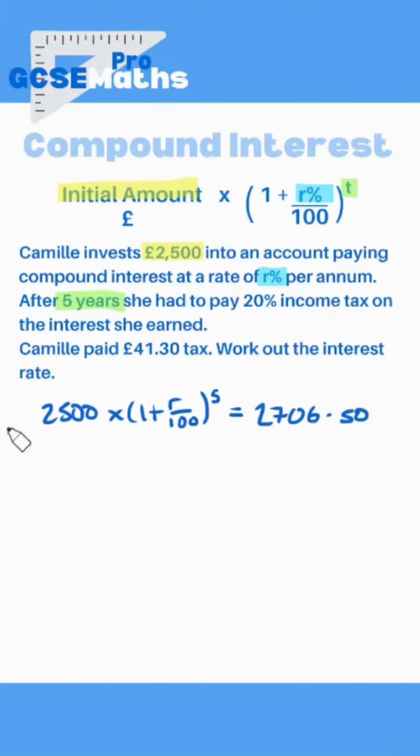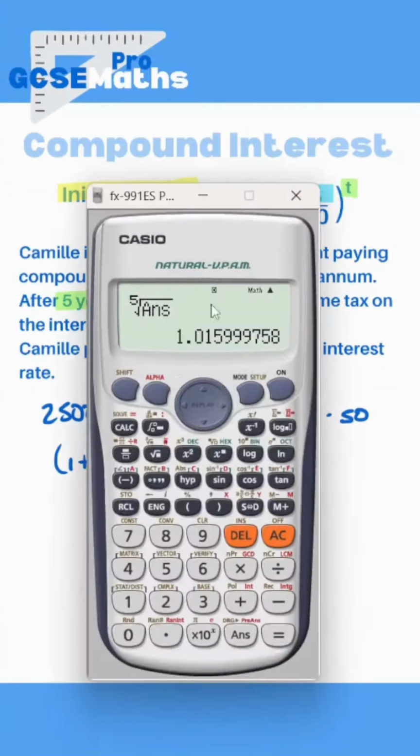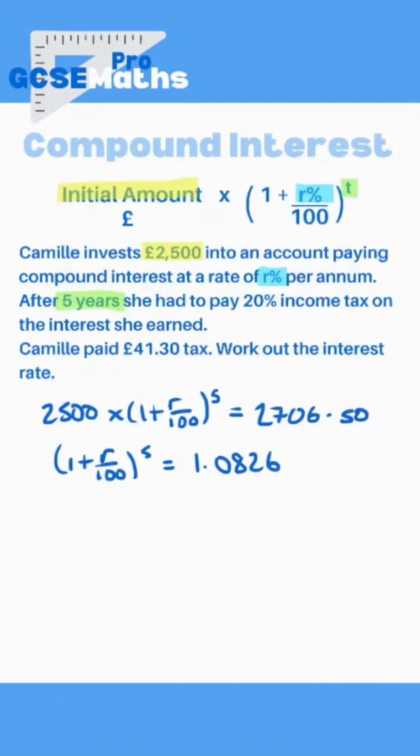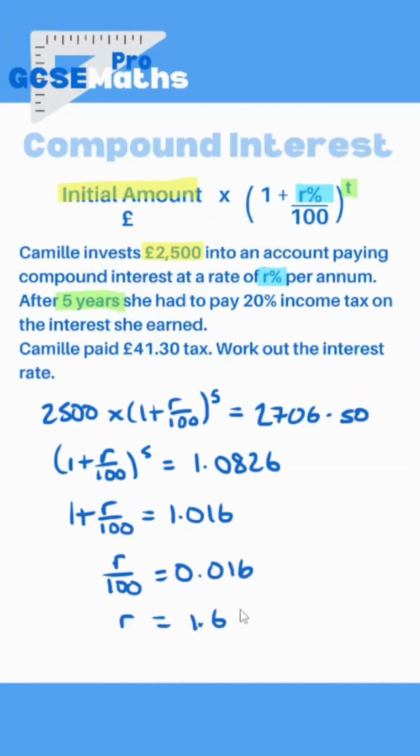So just rubbing that bit out so we've got some more space. First of all, divide by the initial amount, so we're left with just the bracket part. Then we want to get rid of this power of 5. Okay, so that gives me a really long number, but can you see how the 9s are basically repeating? So I'm going to round that to 1.016, and that opens up those brackets on the left as well. Now we'll just take away the 1, so we get R over 100 is 0.016, and finally times it by 100, we get 1.6%. And that's our final answer.